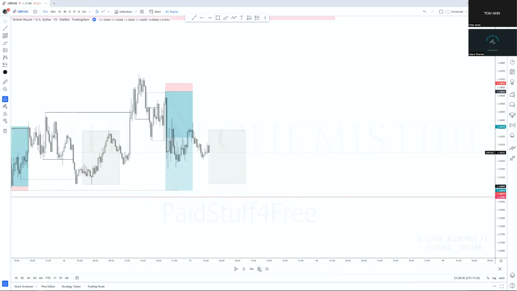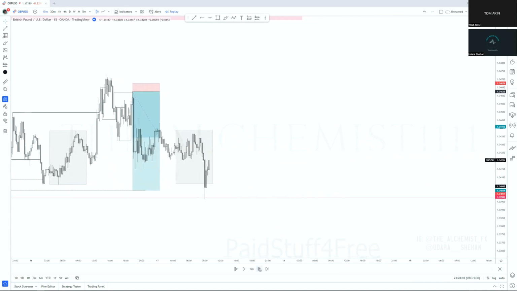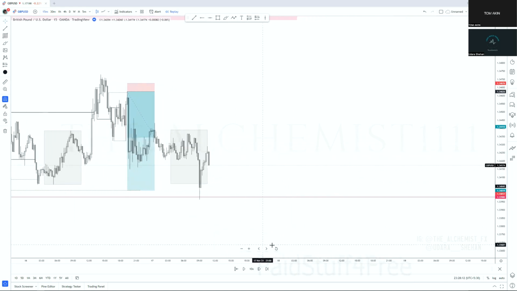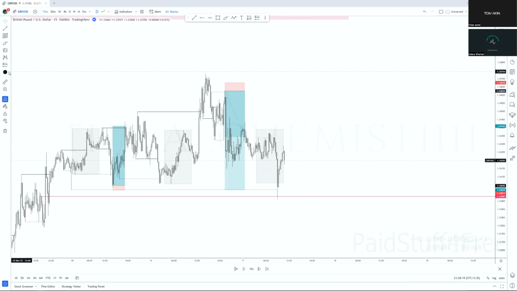Okay, there we go. Runs into Asia. Oh, look what happens during Asia. Can you see that? Tapped into, cleared out this pool of liquidity. Okay, tapped right into the 4-hour rejection block.